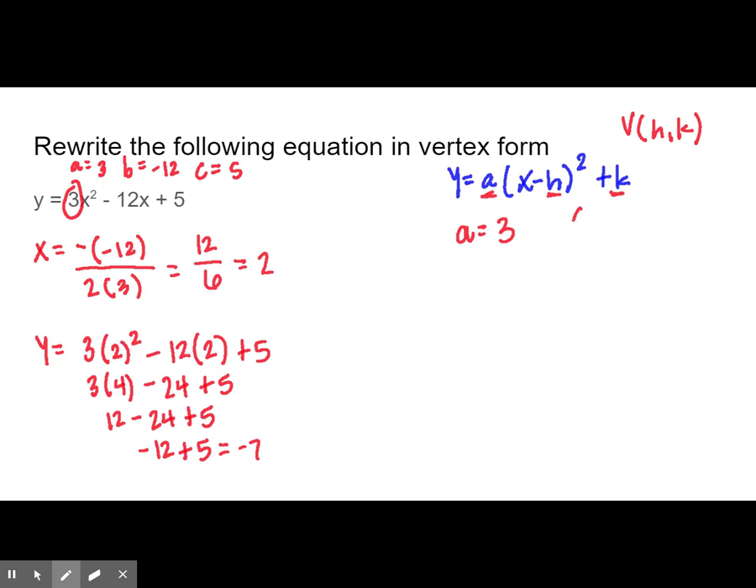So we now have a vertex of (2, negative 7). So 2 is our h value, and negative 7 is our k value. So we're now just going to take these values and plug them into vertex form, giving us an equation of y equals 3 times (x minus 2) squared minus 7.